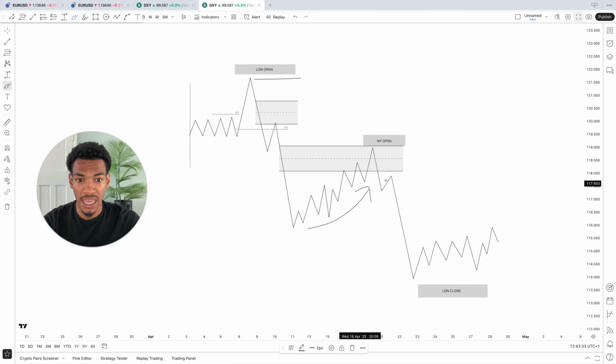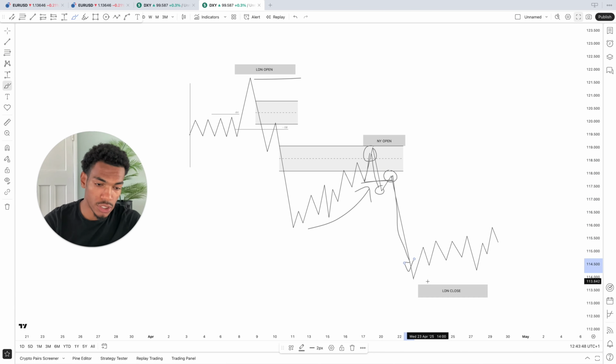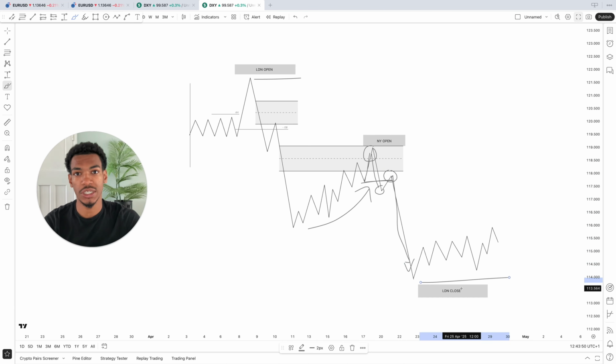We will get the same scenario where we get our protraction into the array, we get sellers stepping in, right? We shift the state of delivery, we get an entry right here, and then price delivers lower for the day. And then finally, we encounter London close, right? Where the majority of the European participants are closing their books or closing their positions for the day.